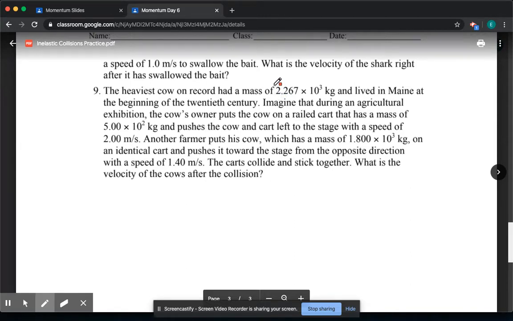So what are we given? We have a cow. The heaviest cow on record has a mass of this. So this is important information. We have the mass of a cow, and we're going to need this. It lived in Maine at the beginning. The owner put the cow on a rail cart, and the mass of the cart is this. This is the mass of the cart.